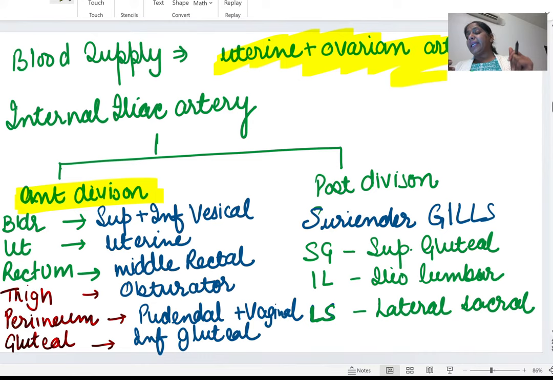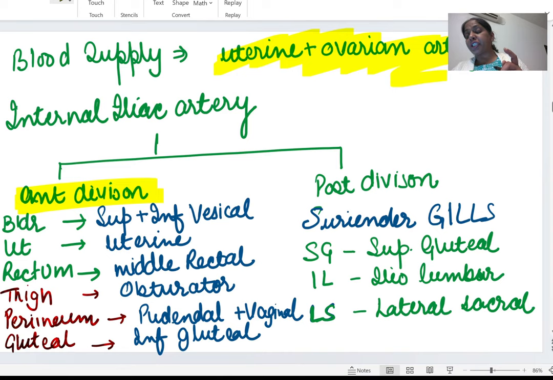First of all, you should know, uterine artery is a branch of internal iliac artery. Which division? Please write down in the chat box. Anterior division of the internal iliac artery. What are the other branches of the anterior division?